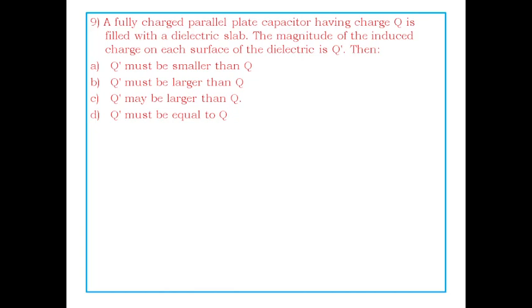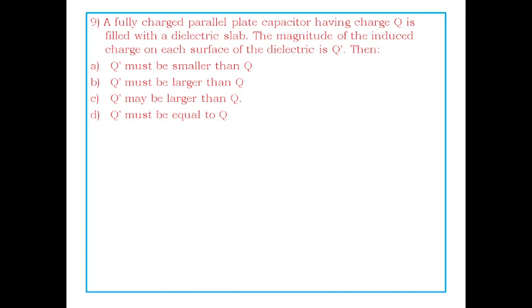So a dielectric slab is nothing but a non-conducting material. So if you have a non-conducting material, then the conduction or the movement of charge will be less. So the magnitude of the induced charge on the surface of the dielectric is Q dash. So definitely we can say that the two plates are charged with the charge of Q, and in between those two plates we have a slab which is of dielectric material. Assume that it's wood. Okay, so definitely the flow of charges in that wood will be very low.